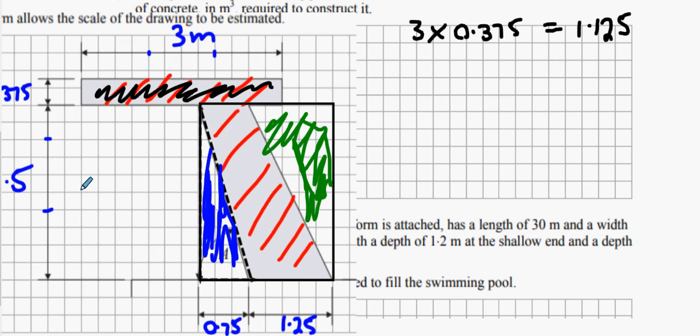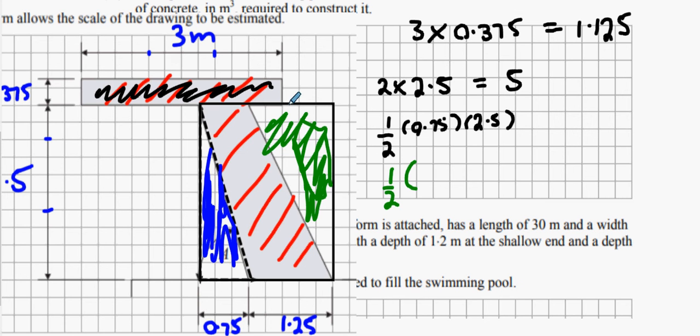2 across and 2.5 up. So is everybody happy with 2 by 2.5 to get me 5? What's the area of the blue triangle then? Half base times height, which would be a half 0.75 times... yeah. What's the area of the green triangle?